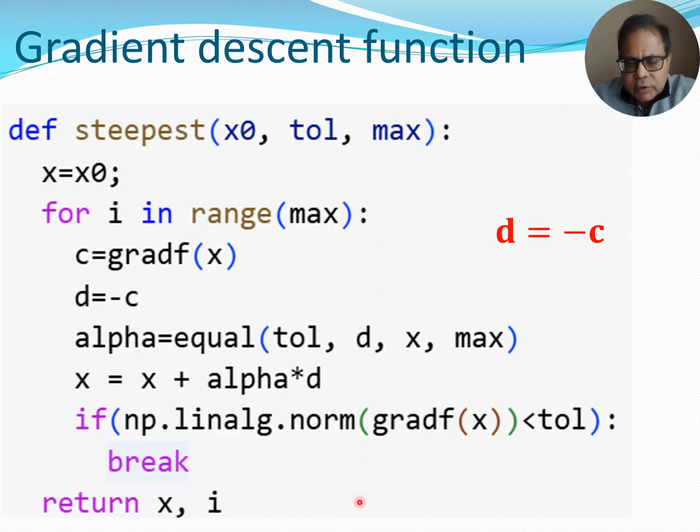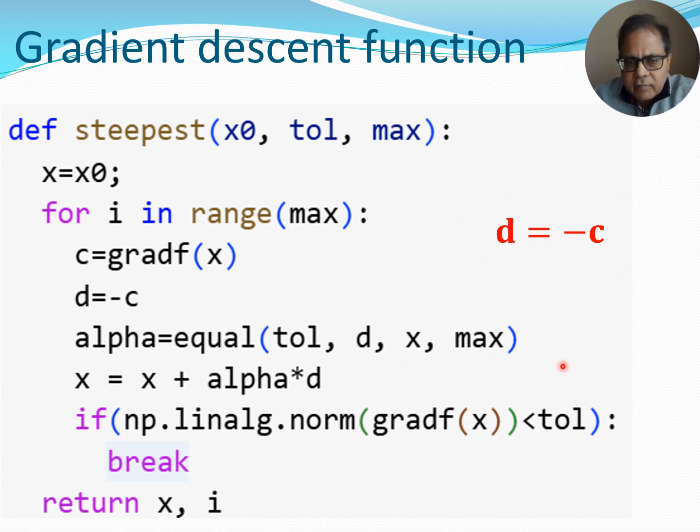Let us again review these two functions so we remember the method. So again, I had created this function here, steepest. I have slightly cleaned up the argument list here, so the only thing which goes in here is x0, tolerance, and max. And I start with x is x0. Then I have this for loop here. And within the for loop, of course, I get the gradient vector, and I set d is minus c. So all there is in the gradient descent method is d is minus c.